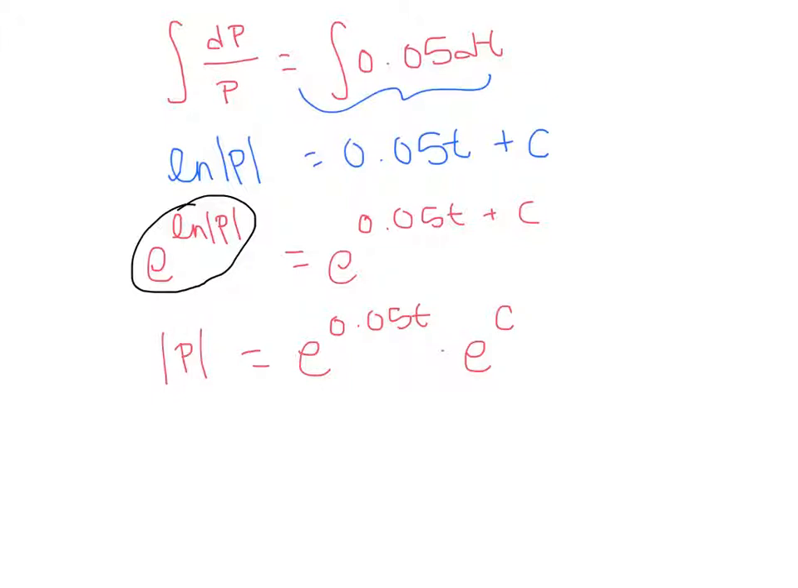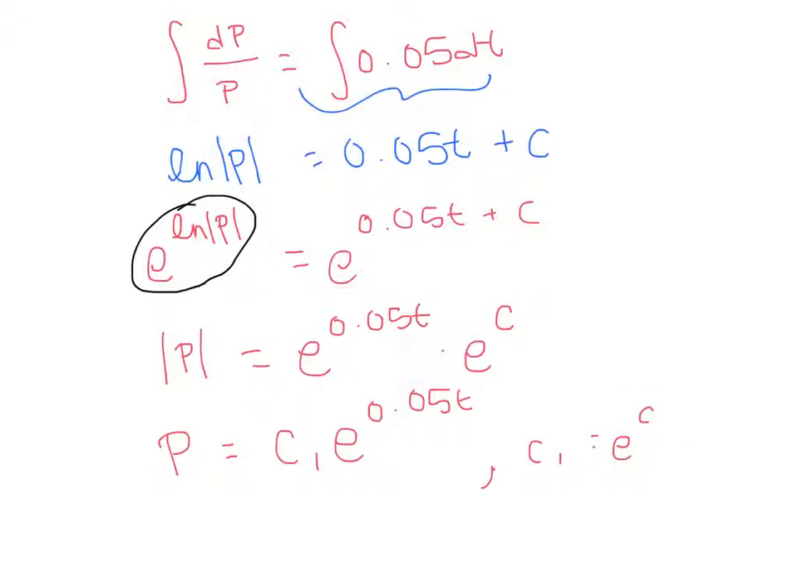Okay, we're almost done, I promise you. Now, e to the c is going to be a constant. We don't know really what that constant is yet, but instead of writing e to the c, we can just change this to be one big constant. So instead of calling it c, we can just call it c1. When we do that, that's going to account for the fact that we have this absolute value here. So that's going to give me p is going to equal c1 times e to the 0.05t. And if you even want to, you could say c1 is equal to e to the c.